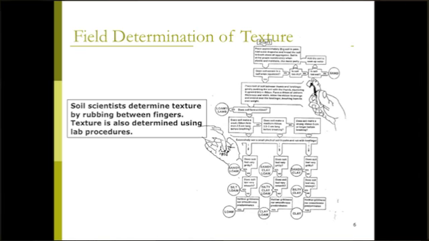You texture something, you say, well, I think it's a silt loam. Fortunately, we had access to the labs, we could send it to the lab, and then it would come back and verify whether we were right or not. So you begin to calibrate your fingers so that you can do a fairly good job. This is just a rough little sketch of how to do it.